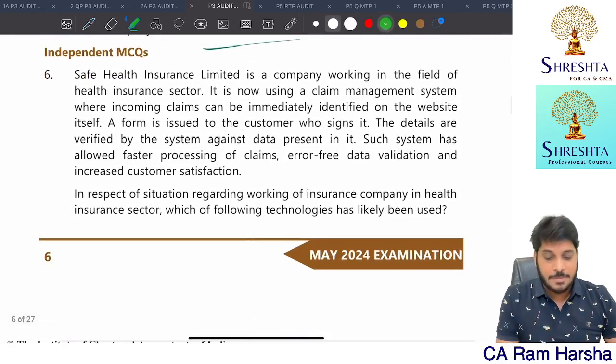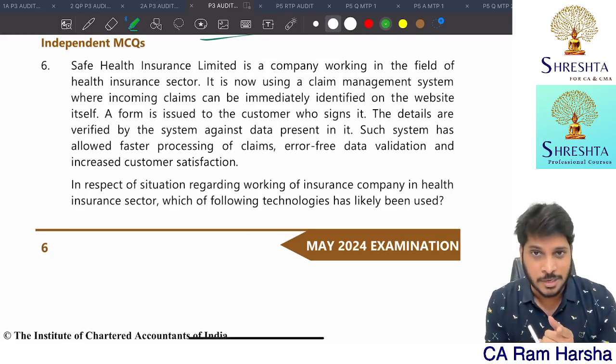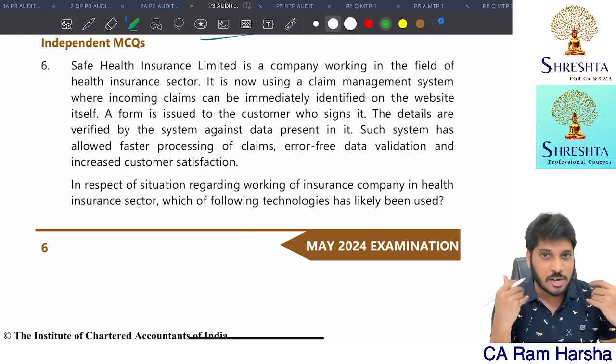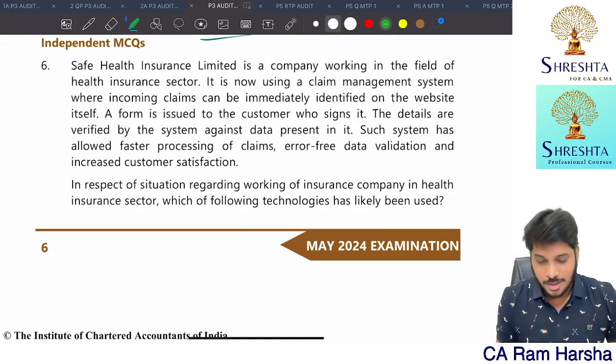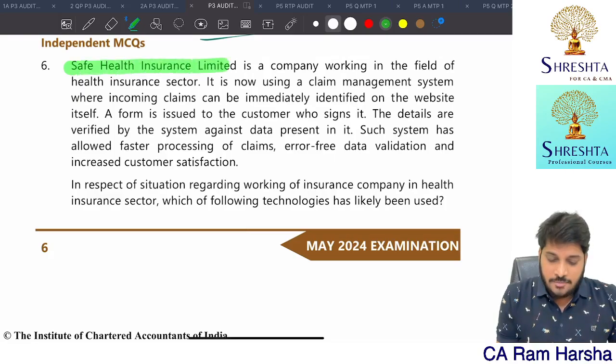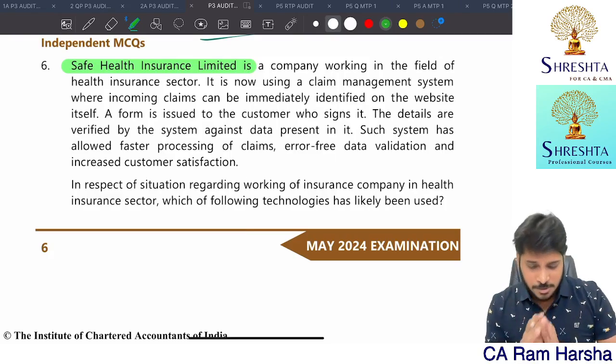Next, independent MCQs. I hope you're not feeling it's fast. If at all, please reduce the speed. All these days you're increasing the YouTube watch speed. No, reduce the speed if you feel I'm talking a little fast, because I want to quickly finish this. I want to save your time. Even though I'm talking very fast, I'm clearly explaining the things.